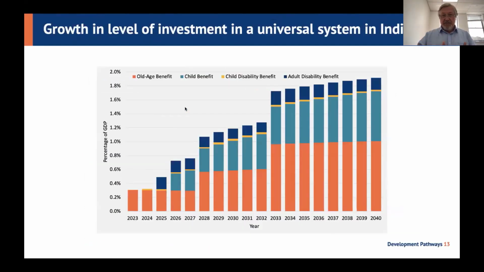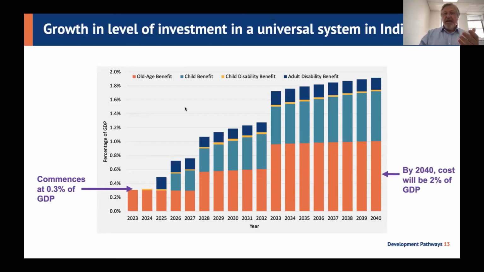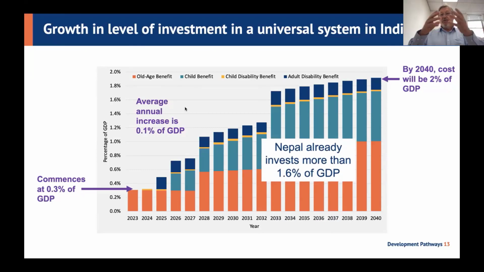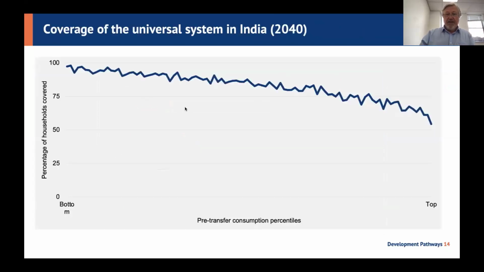So what would this cost if we were to introduce it gradually over time? It would cost around a mere 0.3% of GDP if it was to start in 2023, the kind of system that we're modeling. By 2040, the cost would only be 2% of GDP, still very small compared to high income countries. The average annual increase would only be 0.1% of GDP, so very easy for a country like India to increase the spending on that. And let's bear in mind that Nepal, a country with a more universal system, is already spending 1.6% of GDP. So it shouldn't be that difficult for a country like India to catch up, given that it's a much wealthier country than Nepal.